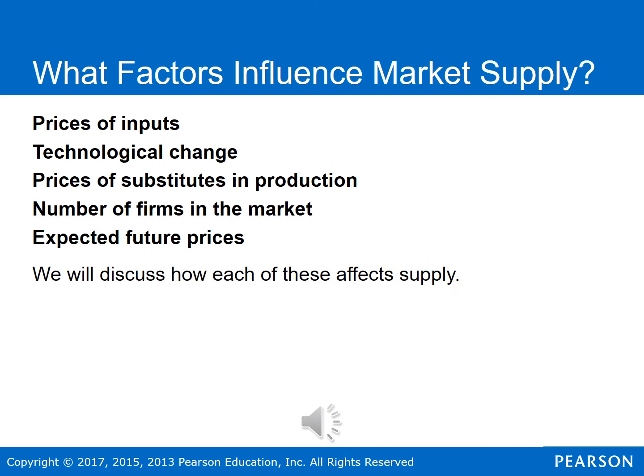Now in this chapter, we're going to look at 5 factors that influence the market supply. They're going to be prices of inputs, technological change, the prices of substitutes in production, number of firms in the market, and the expected future prices. So now we're going to talk about each of these in turn and explore more deeply how they affect the supply curve.